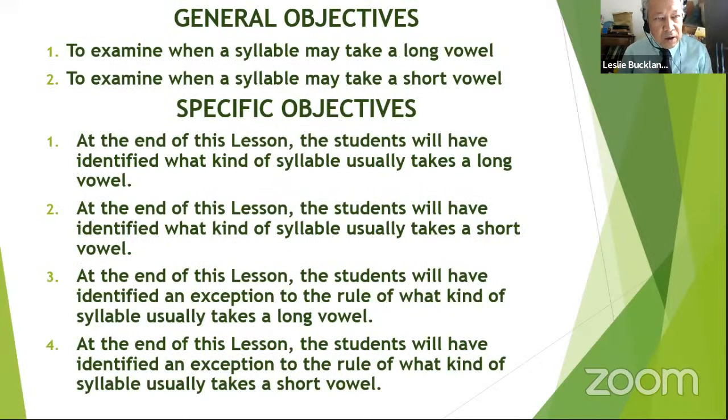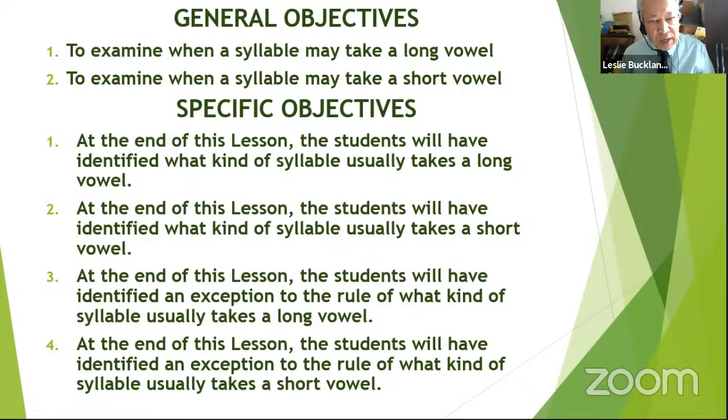The general objectives are: number 1, to examine when a syllable may take a long vowel. 2, to examine when a syllable may take a short vowel. The specific objectives are: 1, at the end of this lesson, the students will have identified what kind of syllable usually takes a long vowel. Number 2, at the end of this lesson, the students will have identified what kind of syllable usually takes a short vowel.